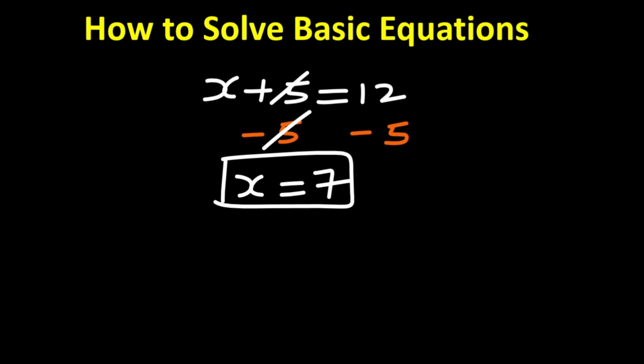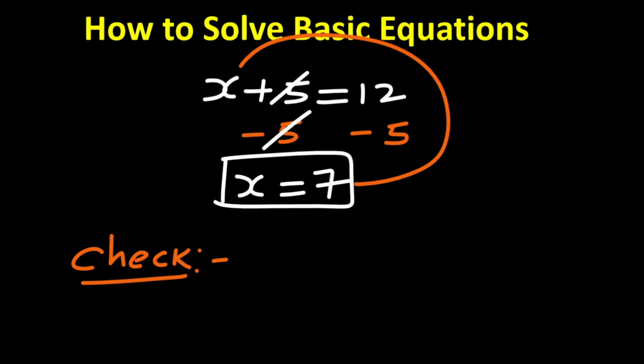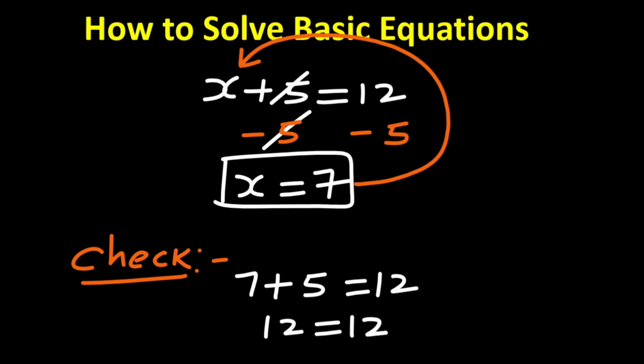How do we check if that's the correct answer? Now, let's check if x equals 7 is the correct answer to the given question. We can always check by plugging back in the question. Now let's plug in x as 7 in the question. So when x is 7, that becomes 7 plus 5. Is that equal to 12? 7 plus 5 is 12. 12 equals 12. Yes, this is true.